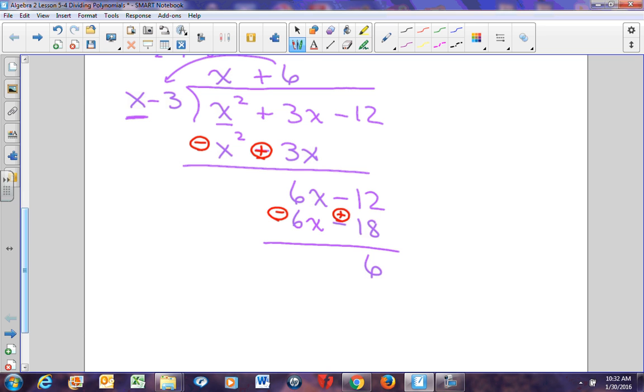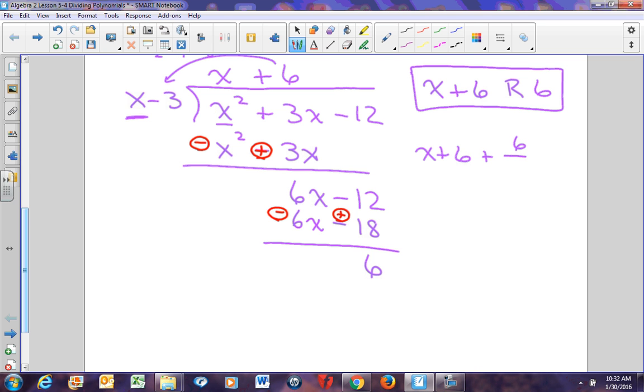Therefore, dividing x squared plus 3x minus 12 by x minus 3 results in x plus 6, remainder 6. So the quotient is x plus 6, remainder 6. And you can write that remainder as remainder 6, or sometimes you'll see it written like this, x plus 6 plus, and then you'll have your remainder over your divisor. This is an infrequent way to see it written, but I have seen it written that way. It just means x plus 6 plus 6 divided by x minus 3.